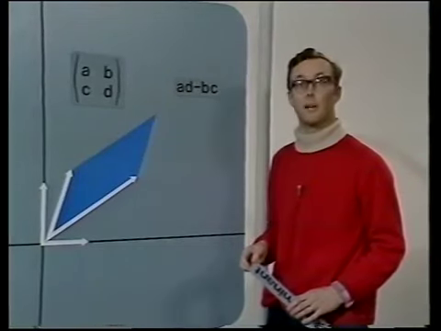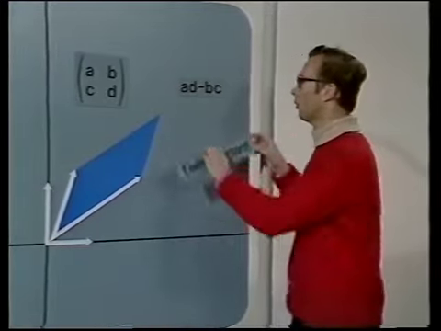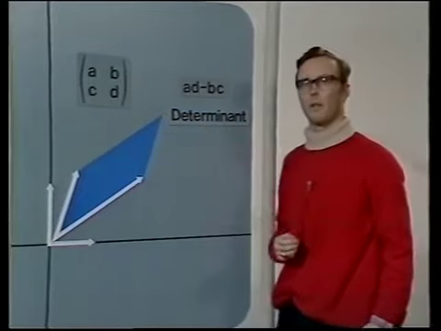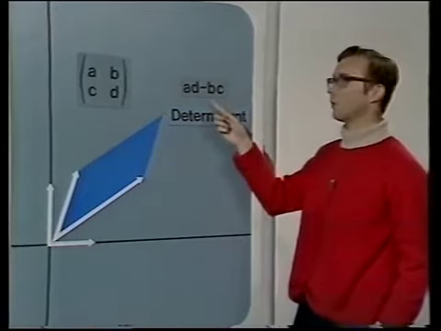Well, this number AD minus BC is so important that we give it a special name. It's called the determinant of the matrix. So if there's no inverse, then this determinant is 0.